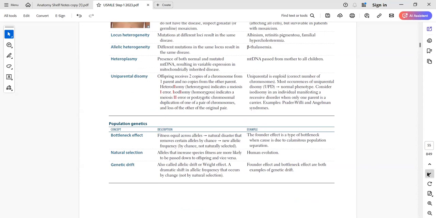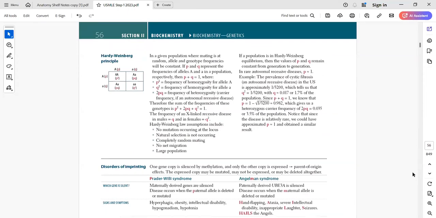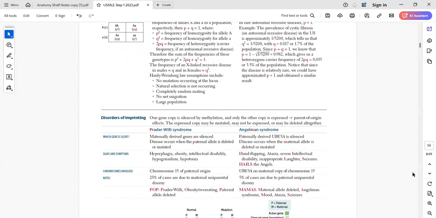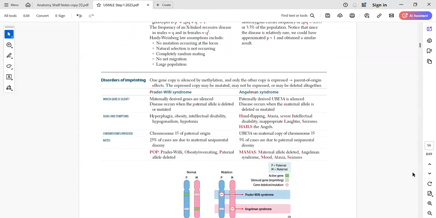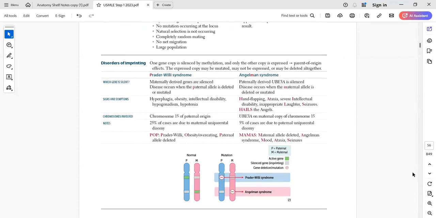We're gonna do one more thing about genetics. We're not doing Hardy-Weinberg principle. It is not important at all. We're doing this, disorders of imprinting, which is very important. Okay, extremely important. Whenever there's the word methylation in genetics, you know that methylation means silenced, mutated.